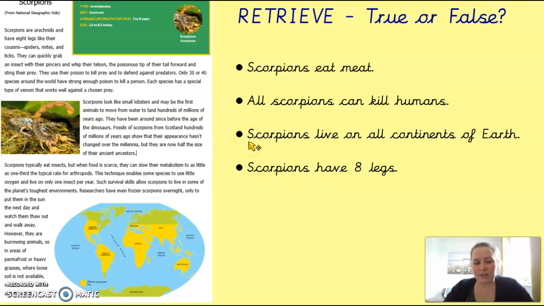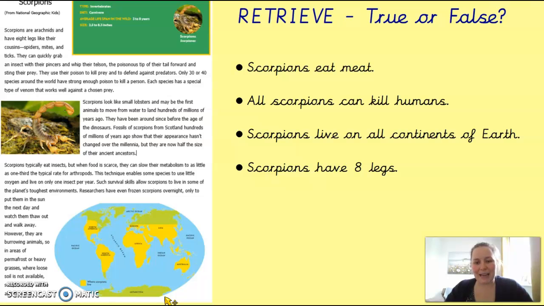Scorpions live on all continents of the earth. Now, for this one, we're not actually looking into the words, we're looking into the pictures, okay? Because we have got this world map here. And the places where scorpions live are highlighted yellow. So I can see they're living in South America, North America, Africa, Europe, Asia, and Australia. 6 continents. However, there are 7 continents, and the last one is Antarctica. So that one is false. They do not live on Antarctica. They live on all the others, but not Antarctica.